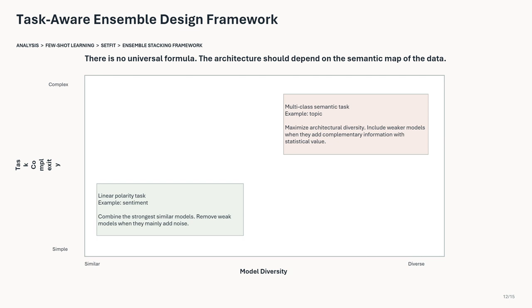From these results, we suggest a task-aware ensemble design. For simple tasks such as sentiment classification, it is better to combine the strongest models and remove weak models if they add noise. For complex tasks such as topic classification, model diversity becomes more important. In this case, even a weaker model can improve the final result if it gives a different perspective. So, the best ensemble depends on the type of task. There is no one-fits-all formula for all NLP problems.